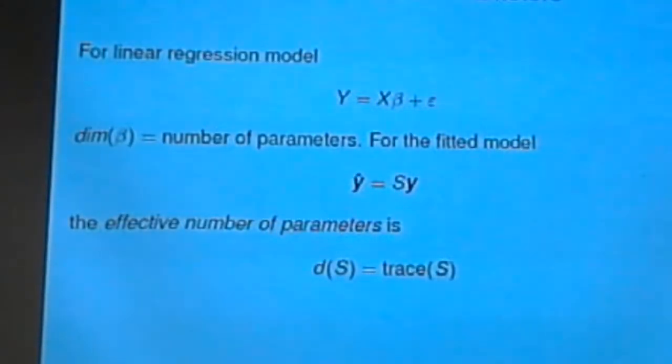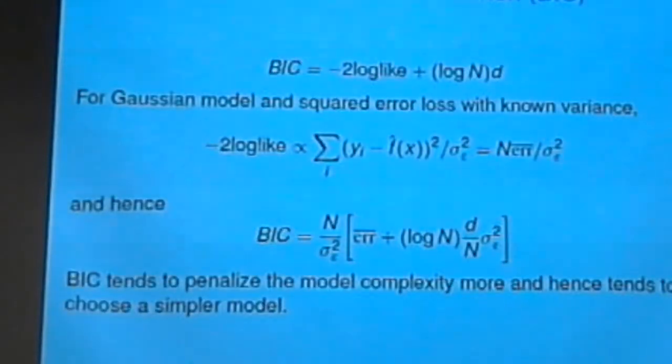I will just pass over this. And the Bayesian information criterion penalizes model complexity more. So BIC tends to look for a simpler model rather than the model that gives you a better result.